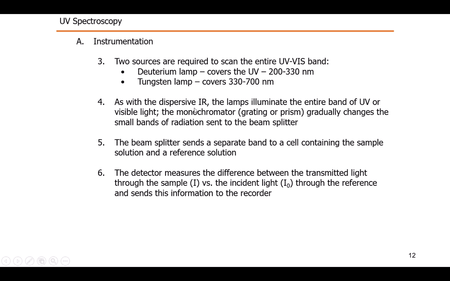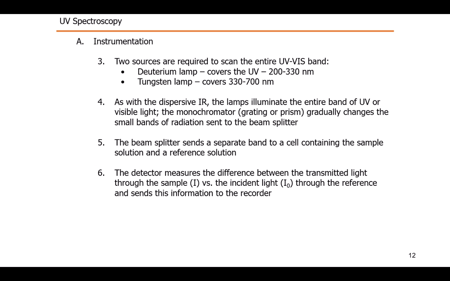As with the dispersive IR, the lamp illuminates the entire band. This means that in this type of radiation emitter, the total range of the radiations from 200 to 700 would fall on the monochromator. The monochromator would gradually change these radiations into small bands, and these bands will then fall on the sample.